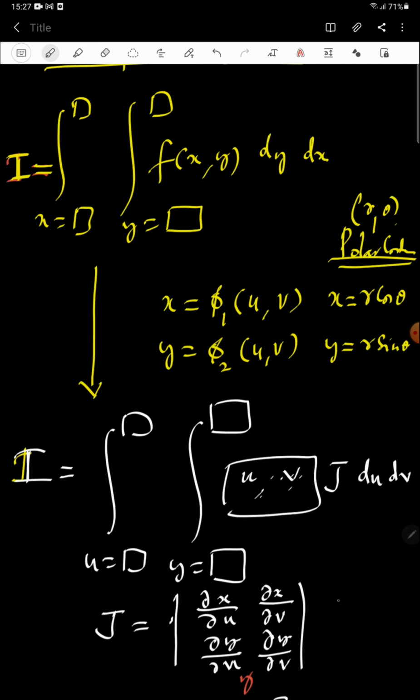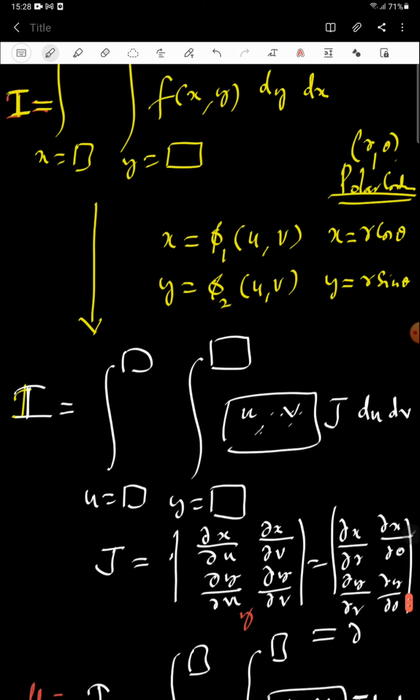In the present setting from Cartesian to polar, we have to calculate dou x by dou r and dou x by dou theta and dou y by dou r and dou y by dou theta, and you all know, if you simplify, you will get this is equal to r. So this Jacobian should be replaced as r, and this du dv will become dr and d theta from Cartesian to polar.